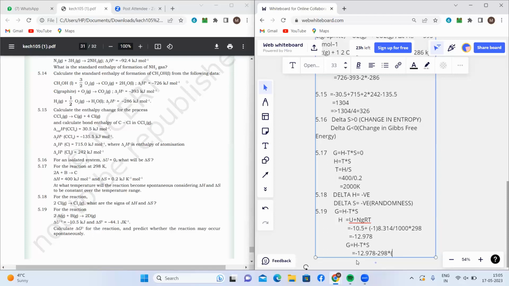We have to take it in kilojoule per mole. So we have to divide it by 1000. -44.1 divided by 1000. Okay. So our final answer comes out to be this. Calculating this, we get the final answer to be equal to 0.164 joules. Okay. Kilojoule, sorry.